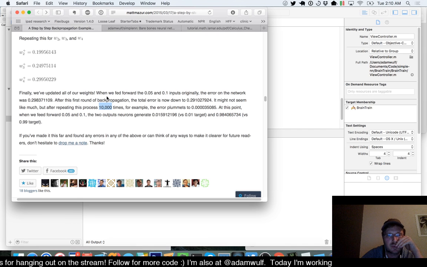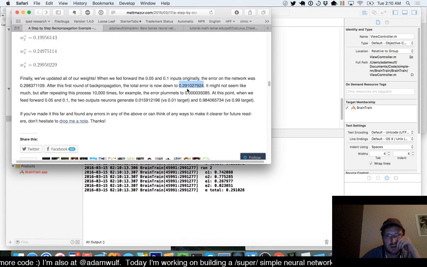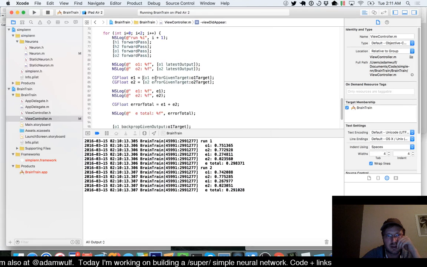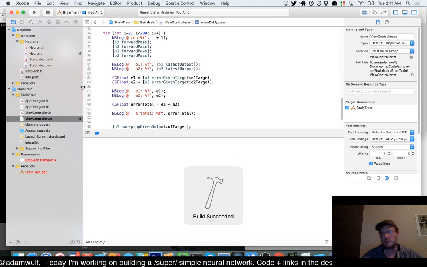Oh, after repeating this process 10,000 times, my goodness. The error plummets to some point. Okay, so finally we've updated our weights. We feed forward 0.5, 0.1. The error on the network was this. After the first round of propagation, the total error is now down to this, right? So that's what we care about. So error total is 21102.8. Yeah, so it is correct. But then if we run it 10,000 times, which we're not going to do, we'll run it 200 times. Let's see what happens after 200 times.